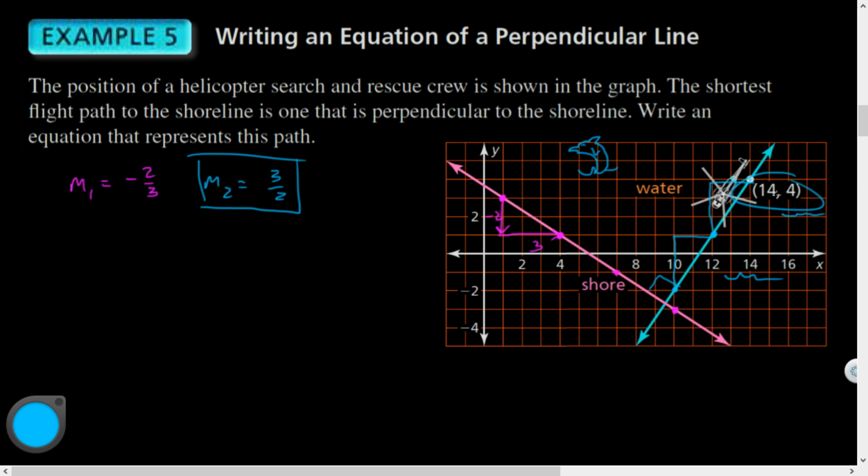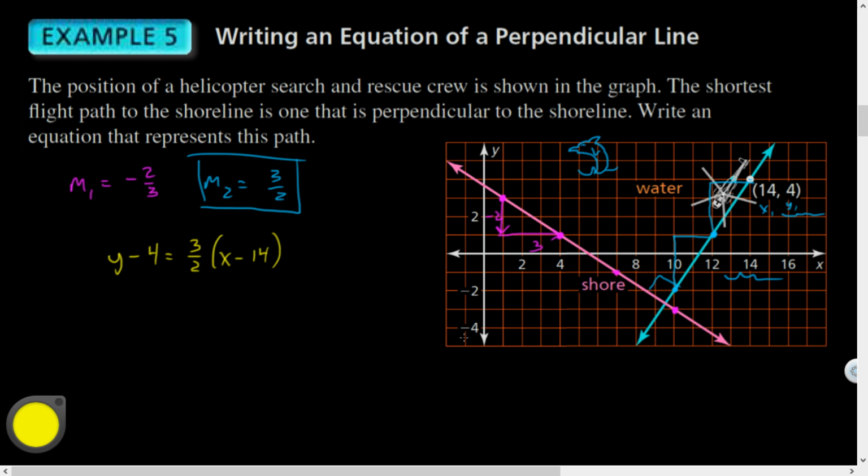Now, we know that the helicopter is presently at (14, 4). That will be our x1, y1. And let's plug this into point-slope form, friends. Let's rescue some people from dolphin criminals today. All right, just like we do every day. y minus 4 equals m, which is 3/2, times the quantity x minus 14.